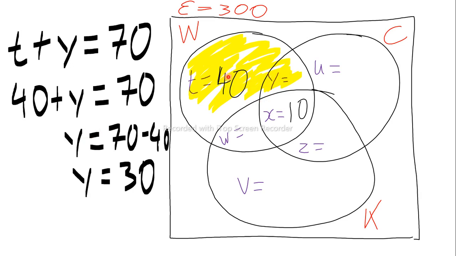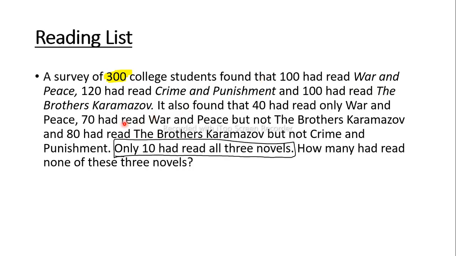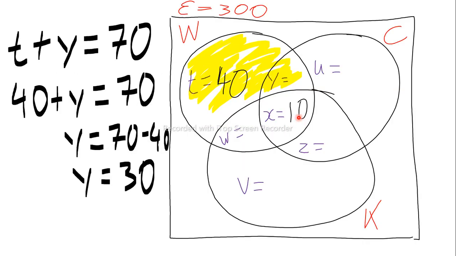Any questions on that? These two together should give us 70. So you already have 40, so this is supposed to be 30. And the reason that we know that is because they said here clearly that 70 had read War and Peace, but not the Brothers. These people read War and Peace up here, but they did not read the Brothers of Karamazov. Okay.